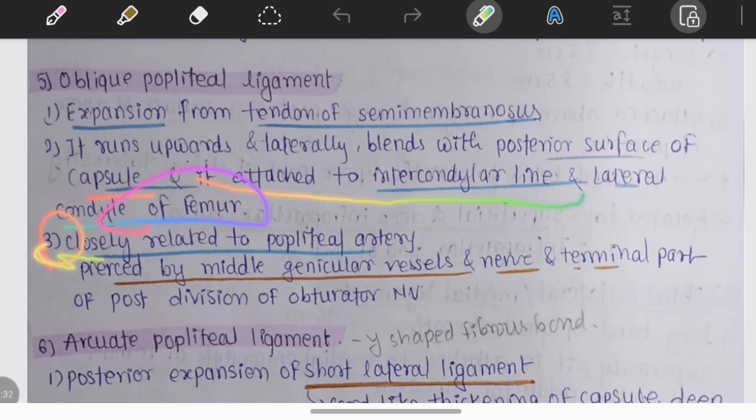Third, it is closely related to the popliteal artery and pierced by the middle genicular vessels and nerves and the terminal part of the posterior division of the obturator nerve. It is the start point for the oblique popliteal muscle, which is closely related to these arteries, nerves and the obturator nerve.